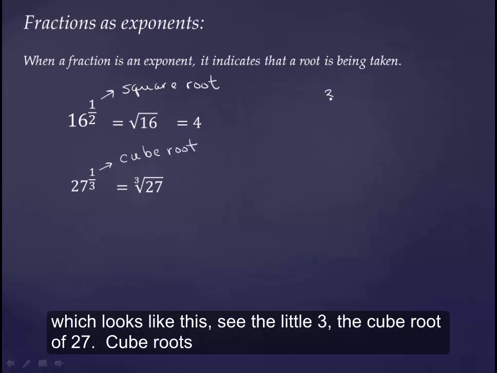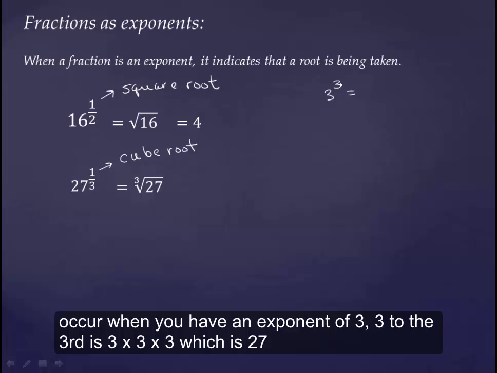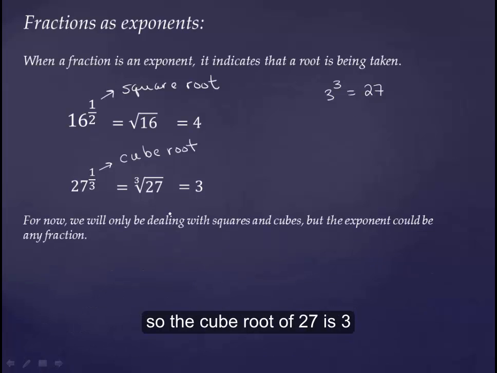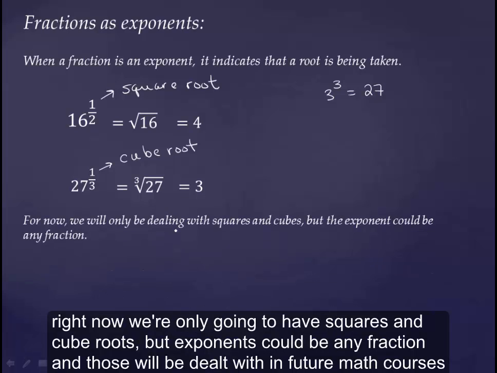Cube roots occur when you have an exponent of 3. 3 to the third is 3 times 3 times 3, which is 27. So the cube root of 27 is 3. Right now we're only going to have square and cube roots, but exponents could be any fraction, and those will be dealt with in future math courses.